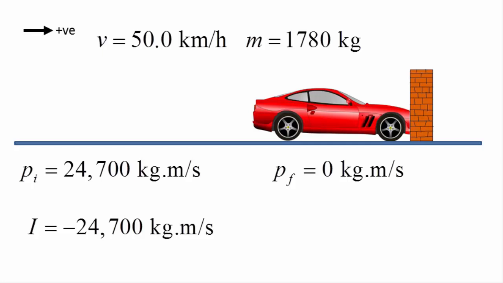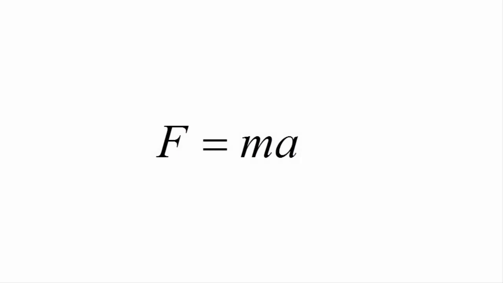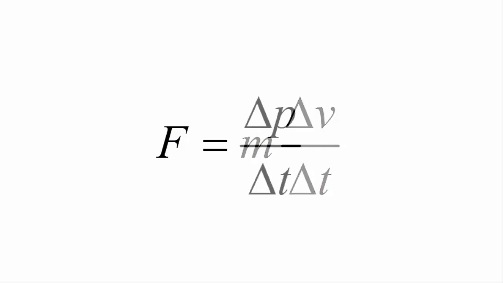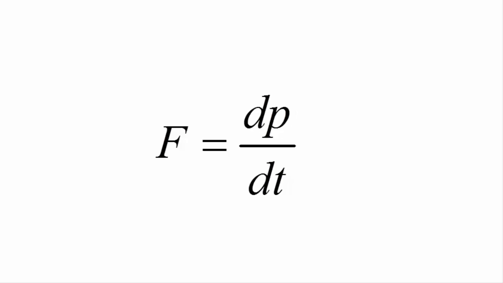So when the car drives into the wall, the wall applies a force against the car to stop it. According to Newton's second law, the force is a product of mass and acceleration. The average acceleration is equal to the change in velocity over time. We've just defined impulse as a change in momentum, or the product of the mass and the change in velocity. So force can be written as a change in momentum over the time taken. Instantaneous force is then the rate of change of momentum with respect to time.